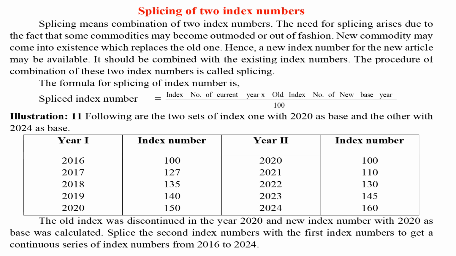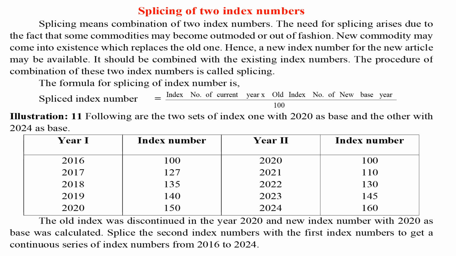The procedure of combination of these 2 index numbers is called splicing. The formula for splicing of index number is mentioned here. In illustration 11, 2 sets of index, one with 2020 as base and the other with 2024 as base. The old index was discontinued in the year 2020 and new index number with 2020 as base was calculated.